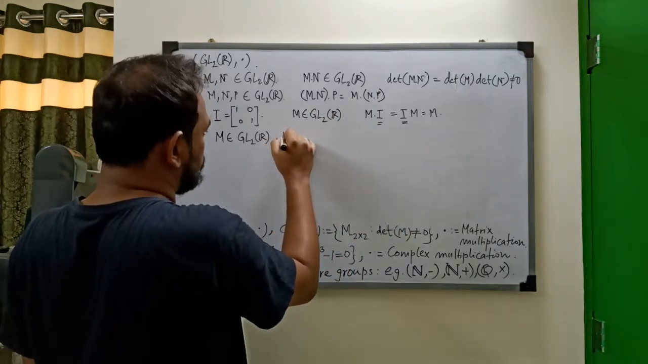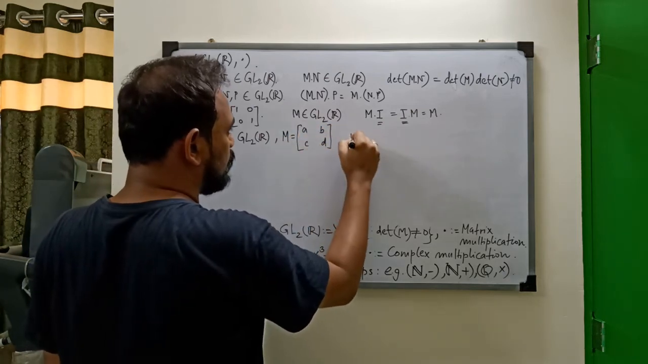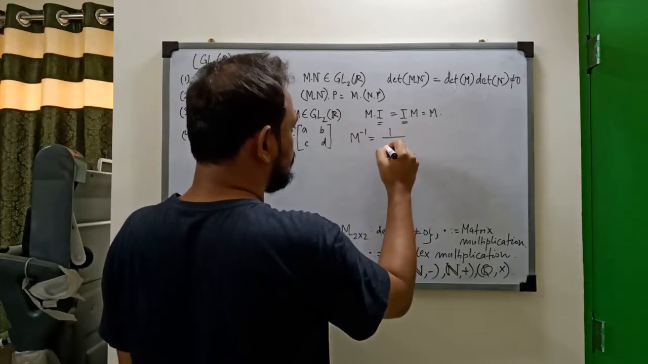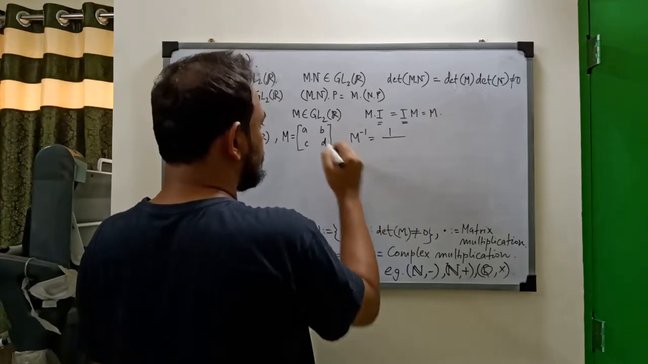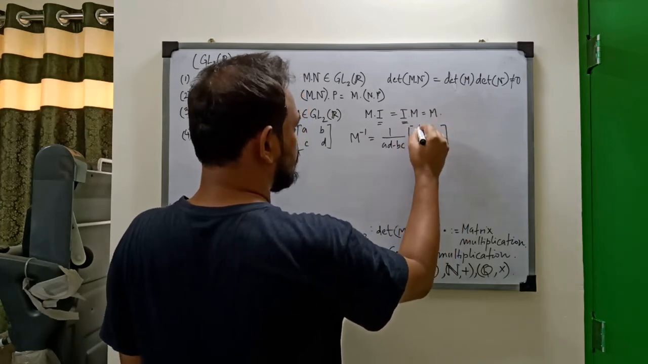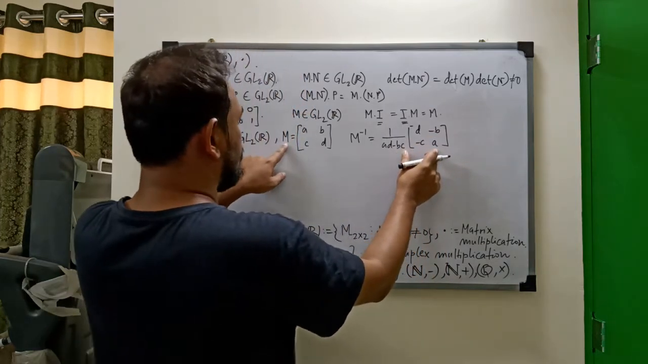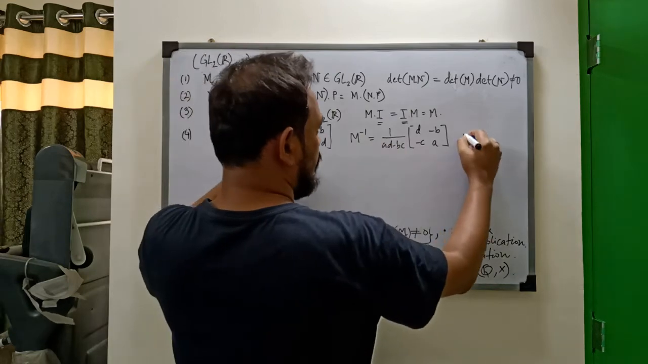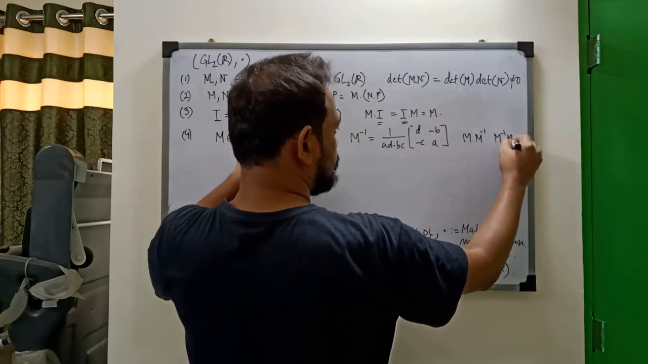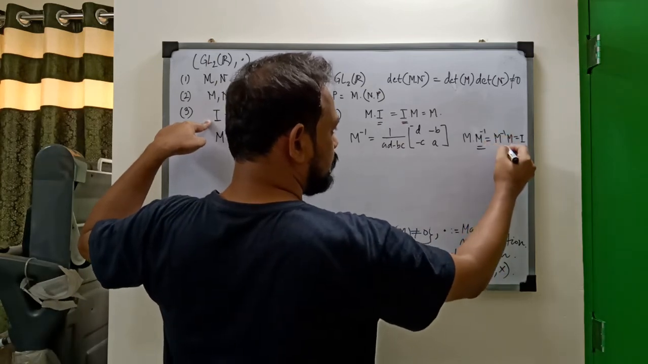So for example, if M is this A, B, C, D, then we know the matrix inverse, as we have calculated it all our life, is 1 divided by the determinant of M, which really is AD minus BC, times this matrix D, minus B, minus C, A. And you can check that if you matrix multiply M with M inverse and M inverse with M, it always gets you this identity element. So therefore, this really is the inverse.